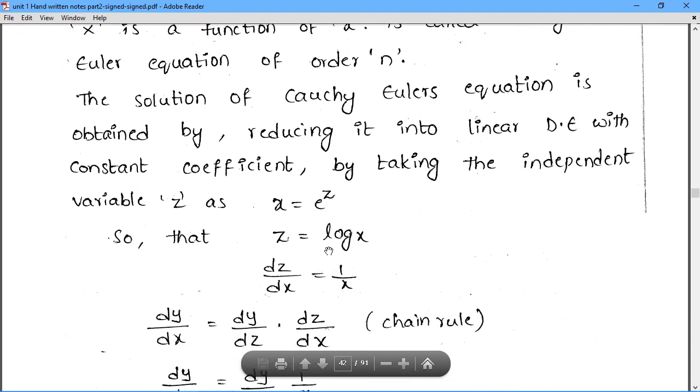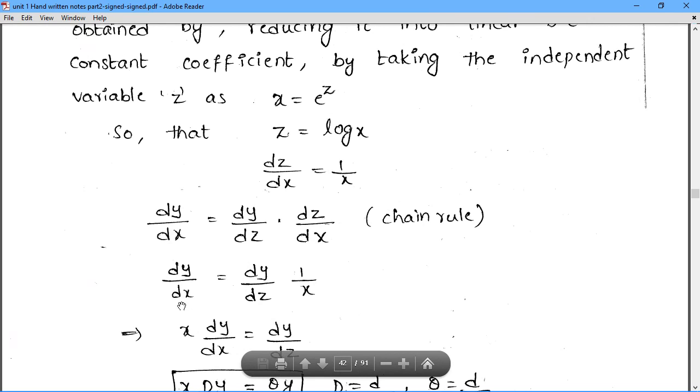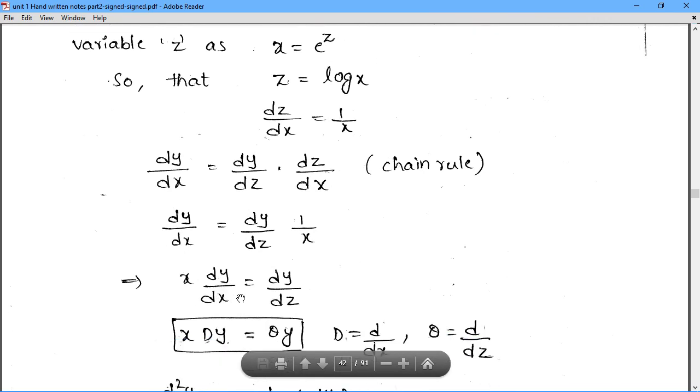So z equal to log x. And we have the derivative of z with respect to x, that is dz by dx is 1 by x. If we compute two derivatives, namely dy by dx and d square y by dx square, dy by dx can be written as dy by dz into dz by dx using the chain rule. But the dz by dx value is 1 by x. So replacing 1 by x, on cross multiplying, we will have x dy by dx is dy by dz.